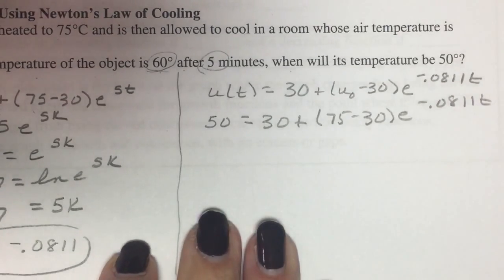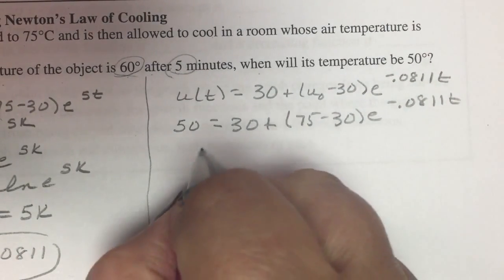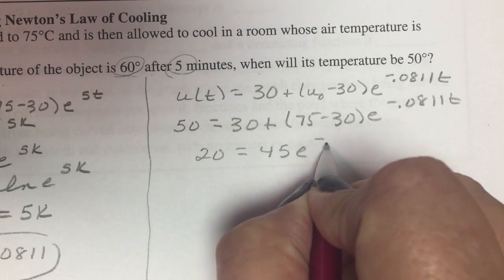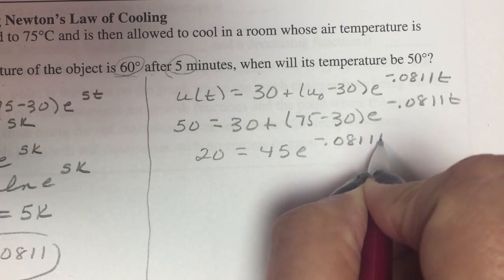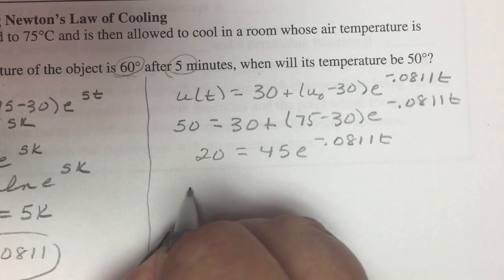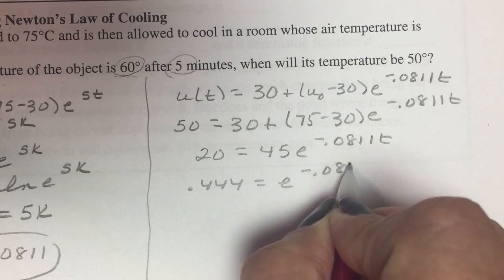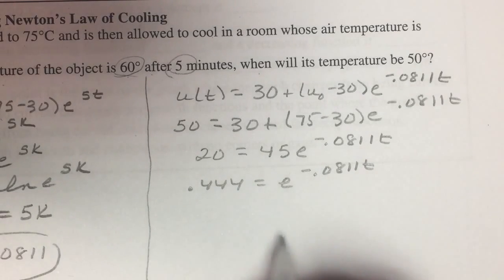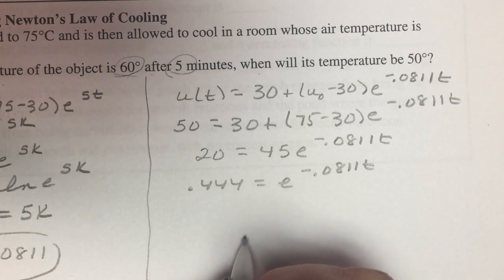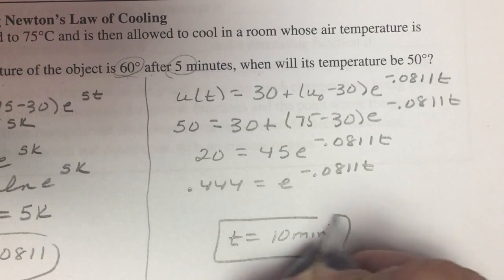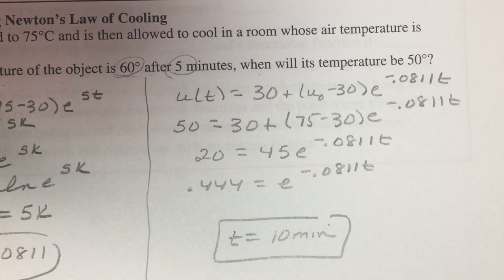Aren't you glad you can pause this at any time to catch up? So we would get 20 equals 45 e to the negative 0.0811 t. Divide, and we get 0.444 equals e to the negative 0.0811 t. I'm not going to show the next steps because I did it already over here. You should be able to do it. I will tell you that you get t is about 10 minutes though. So it'll take 10 minutes for it to get down to 50 degrees.